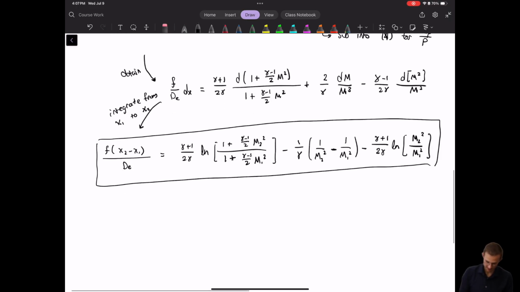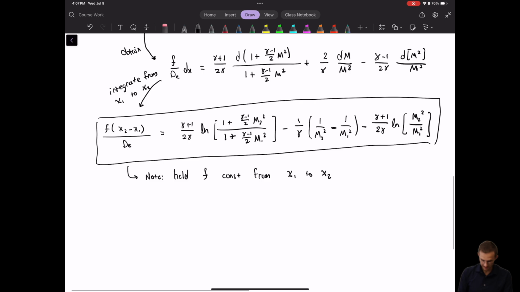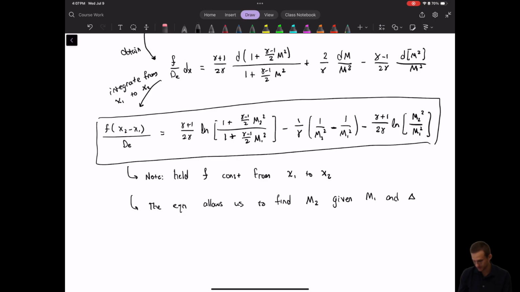One thing to note, though, is that in this derivation we held f constant from x1 to x2, which is definitely not necessarily true, but something to keep in mind. And then, like I just said, this equation allows us to find m2 given m1 and a certain change in x beyond a certain point.